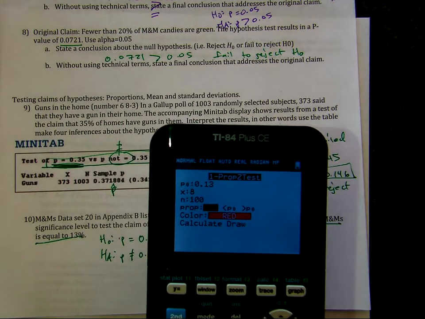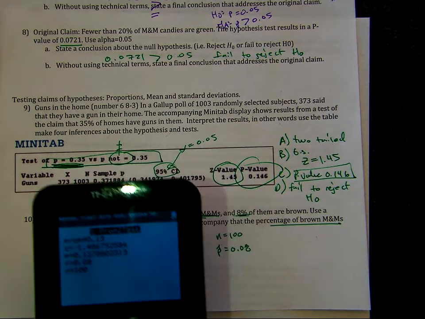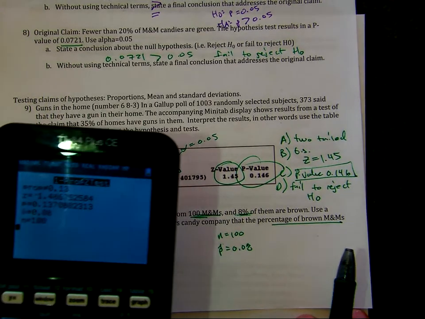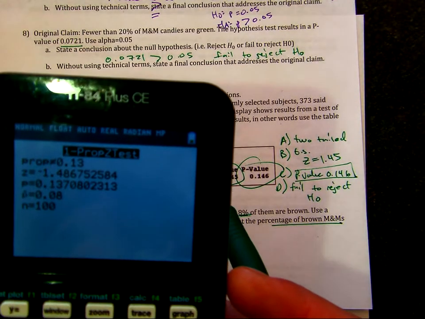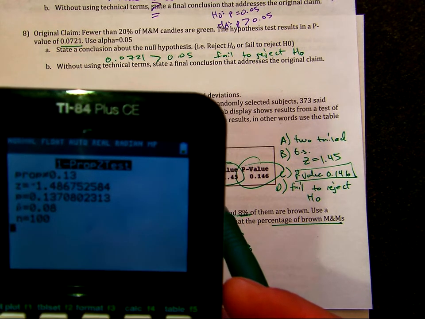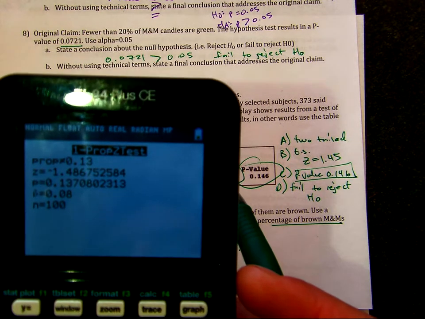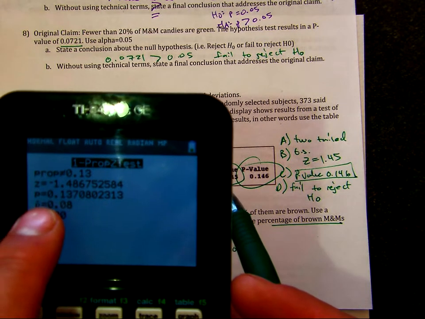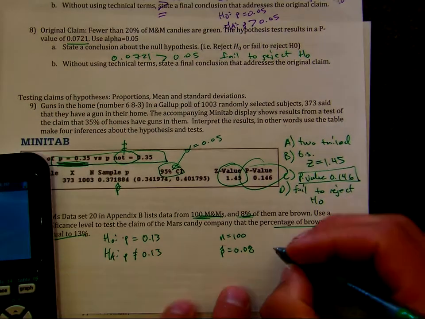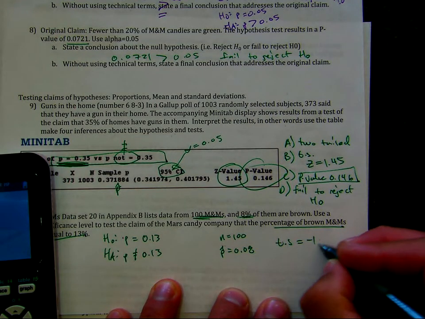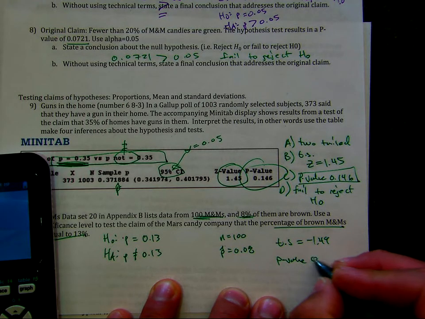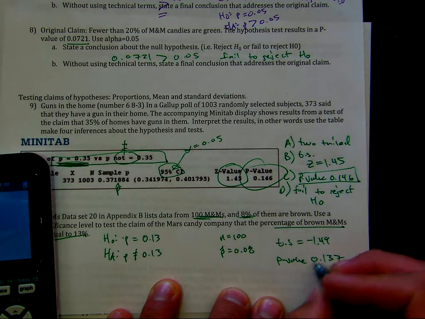And as you can see, this spits out all the nice information that we need. So as you see, we have proportion does not equal 0.13. That's what we're testing. We have a Z, which is our test statistic. And then we have P. And then we have P hat. This P is not the proportion, by the way. That is the p-value. Okay, so in this case, your test statistic is negative 1.49, and p-value is 0.137. Okay. Now remember, this is basically greater than alpha, right?